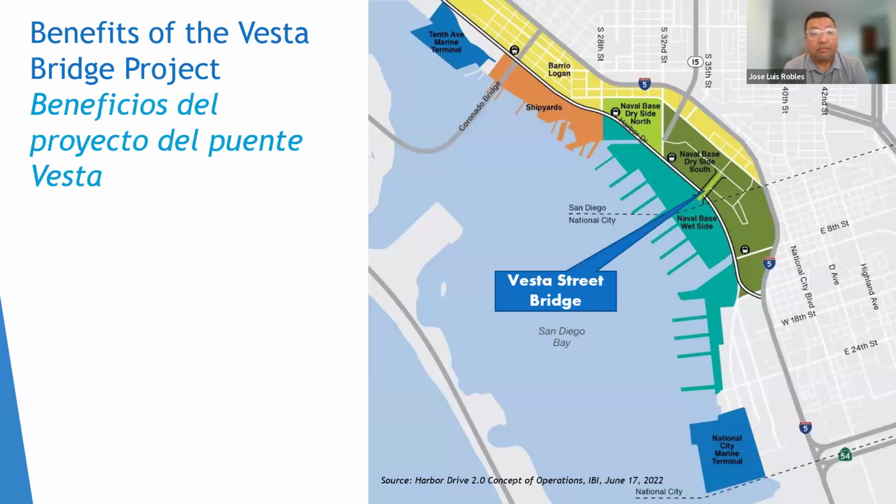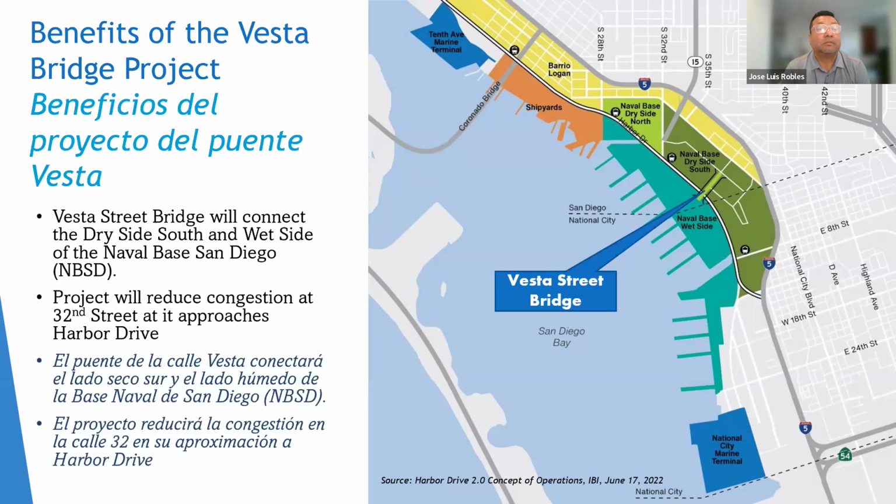What are the benefits of the Vesta Bridge project? Well, the benefits is that it provides some relief on 32nd Street and Harbor Drive, and allows for multimodal access or improvements along that region of Harbor Drive. Vehicles that are now entering the base have different options of entering the base and not impacting the streets on 32nd, along 32nd and Harbor Drive. Next slide, please.